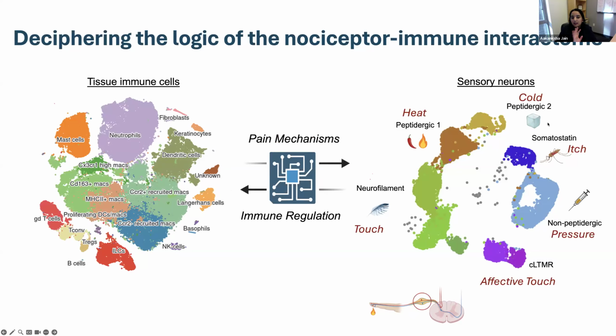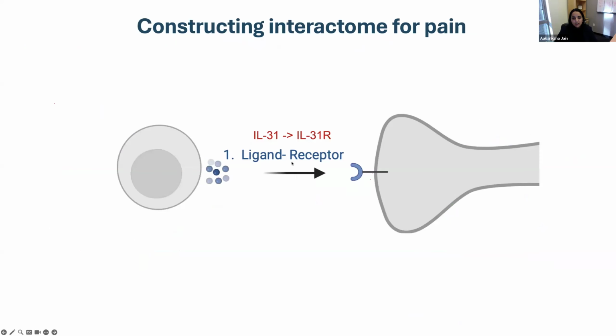Before that, we first made a cell type agnostic receptor ligand interactome database. And we considered three types of interactions there. The first type of interaction would be just a protein ligand and a protein receptor. In this case, a protein ligand like IL-31, which is a cytokine made by immune cells, is a secreted ligand. It traditionally acts on the receptor, IL-31 receptor, which is expressed by sensory neurons. So this is your traditional receptor ligand interaction, which is captured by many of these cell type receptor ligand interactomes that you might have used.